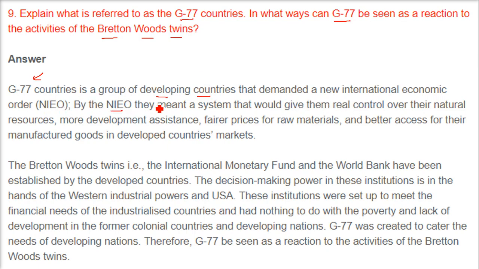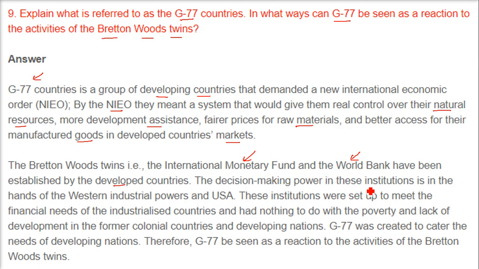By the NIEO, they meant a system that would give them real control over their natural resources, more development assistance, fairer prices for the raw materials, and better access for their manufactured goods produced in developed countries' markets. Now, this IMF, International Monetary Fund, and World Bank, these are Bretton Woods twins. They have been established by the developed countries.